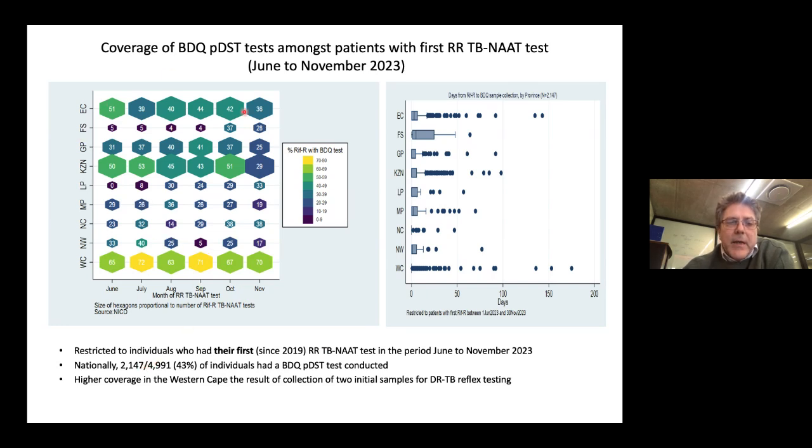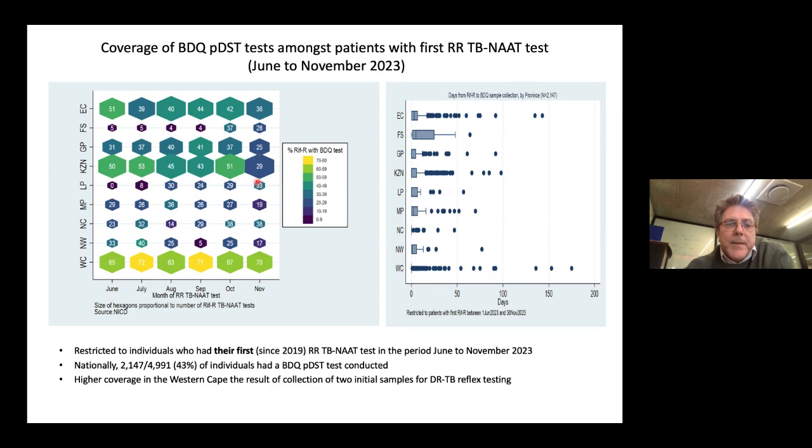In the hexagon plot on the left, the heat map, we see the provinces going down from Eastern Cape to Western Cape, the months from June to November going across the bottom, and the colors and the numbers in white are the percentage of patients with a RIF-R test who had a bedaquiline test available, by the month of the RIF-R TB NAT test. And what we can really see is that the Western Cape achieved substantially higher percentage coverages, getting up to 70% of patients with rifampicin resistance having a bedaquiline resistance test result.